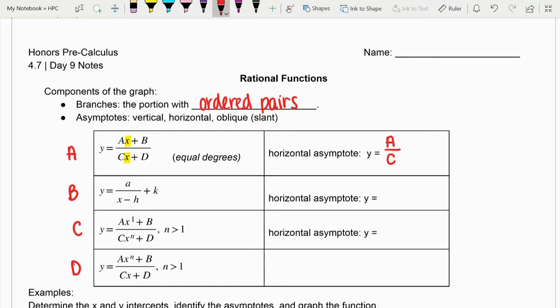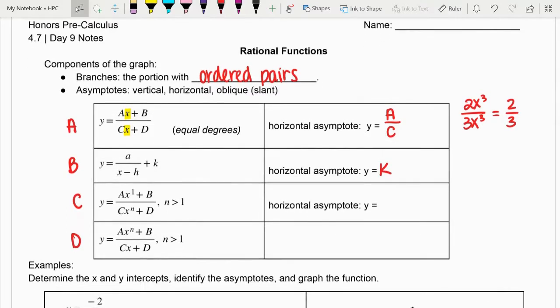So again, if that was, as an example, 2x cubed over 3x cubed, then our horizontal asymptote would be 2 over 3, okay? Our next example, we have y is equal to a over x minus h plus k. So in a scenario like this, where that exponent is on the bottom, our horizontal asymptote is going to be y is equal to k. So whatever that constant is out on the side.